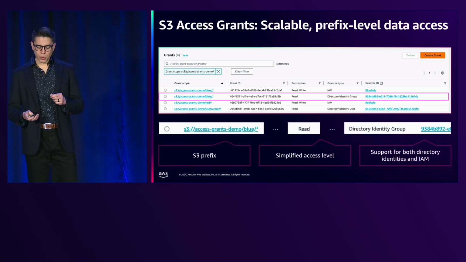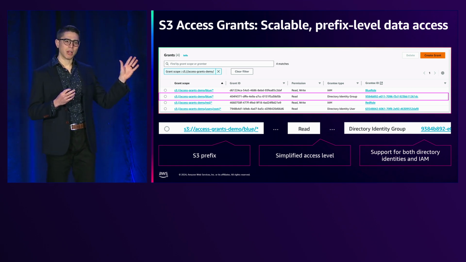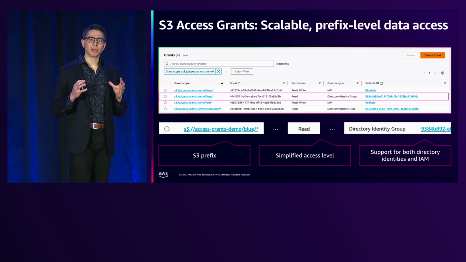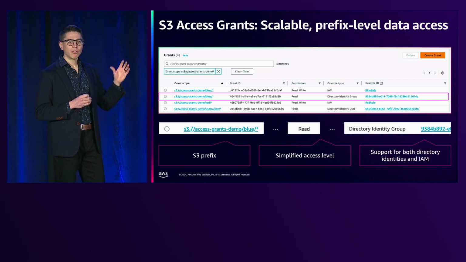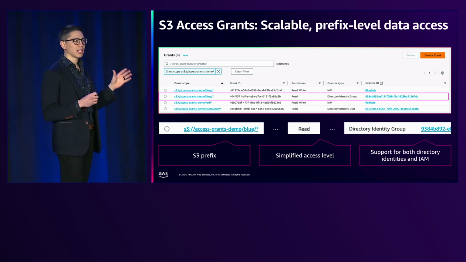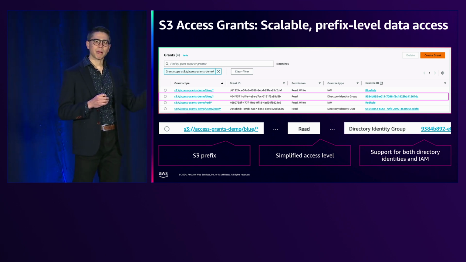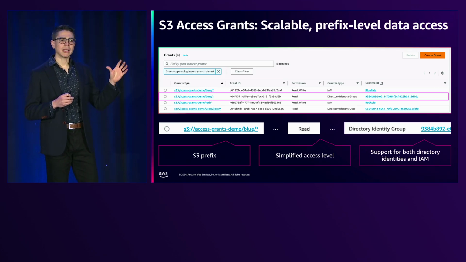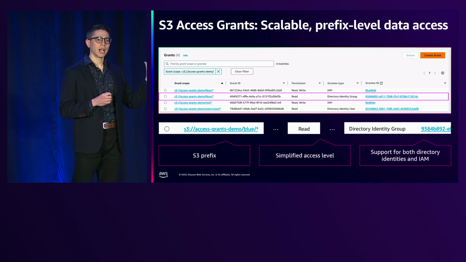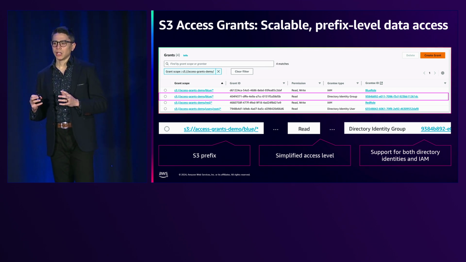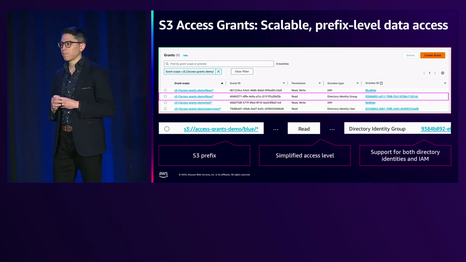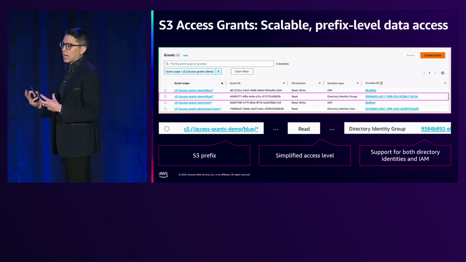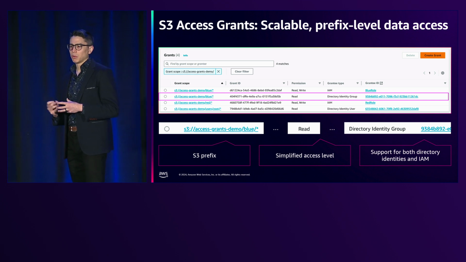Okay, let's look at what an access grant actually looks like. As you can see with the example on the bottom of the screen, access grants are comprised of 3 parts. The first part is the S3 resource you are granting access to. In this example, we're granting access to the blue prefix. The second part is the access level. We're granting read-only access. And the third part is the grantee, essentially who you're granting access to. In this example, we're granting access to a directory identity group.